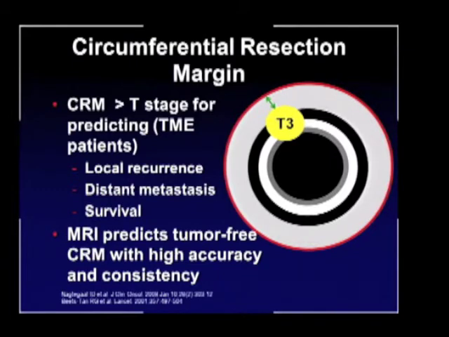In other words, you all know that a positive or negative CRM is going to be a better predictor of outcome than just the T stage alone. And it's been shown that MRI very accurately predicts whether or not you're going to have a positive CRM, with up to 95% certainty. By measuring this distance, you can see with the green arrow between the tumor and the mesorectal fascia, a distance of greater than 5 millimeters is very predictive of a negative margin.